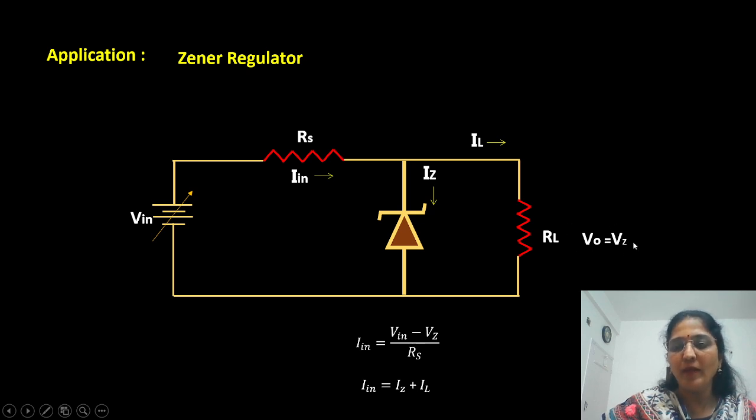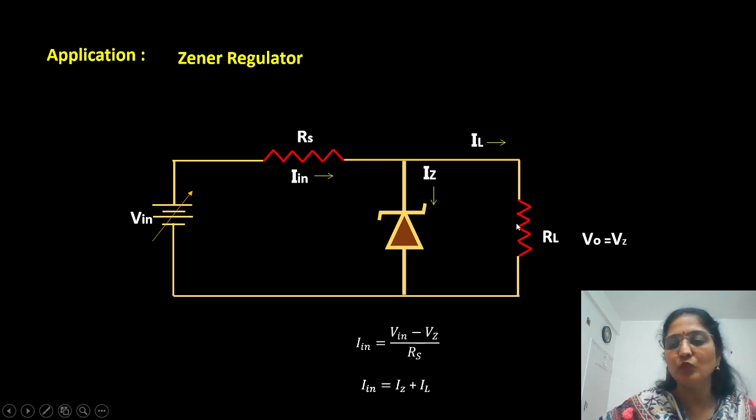As the voltage drop across the Zener is constant, the voltage drop across RL is going to be constant. Because of that, IL is going to be constant. So when Vin increases, Iin increases, Iz increases, but IL remains constant. Similarly, when Vin decreases, the value of Iin will decrease and the current flowing through the Zener will decrease. So the variation in input current is absorbed by the current flowing through the Zener diode.